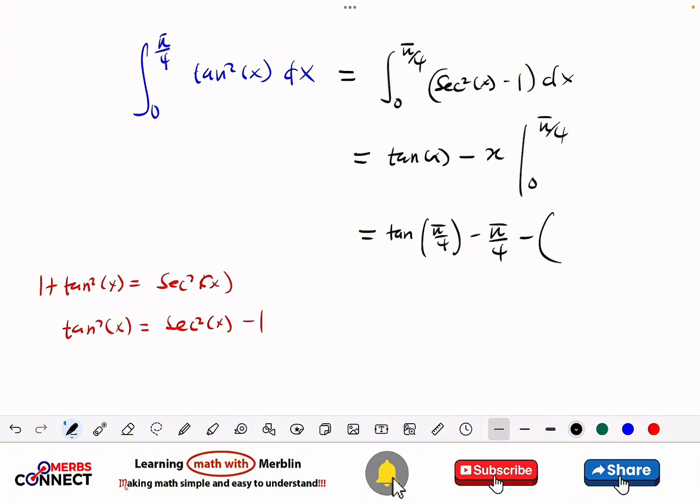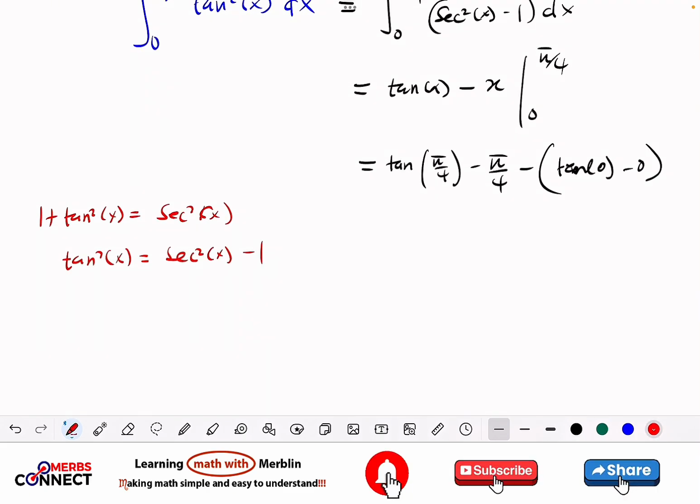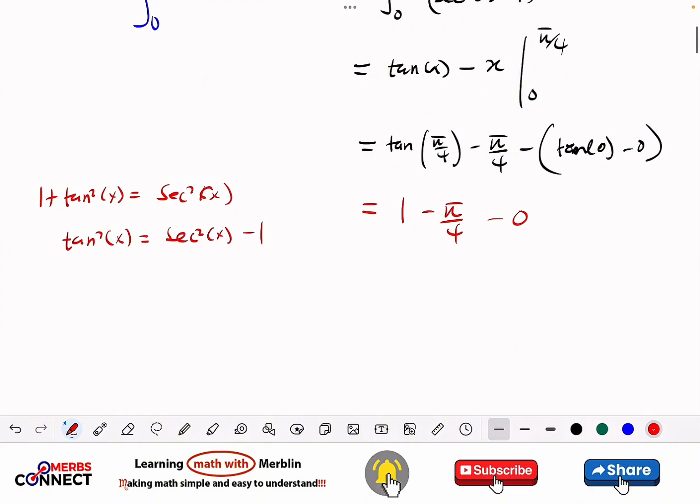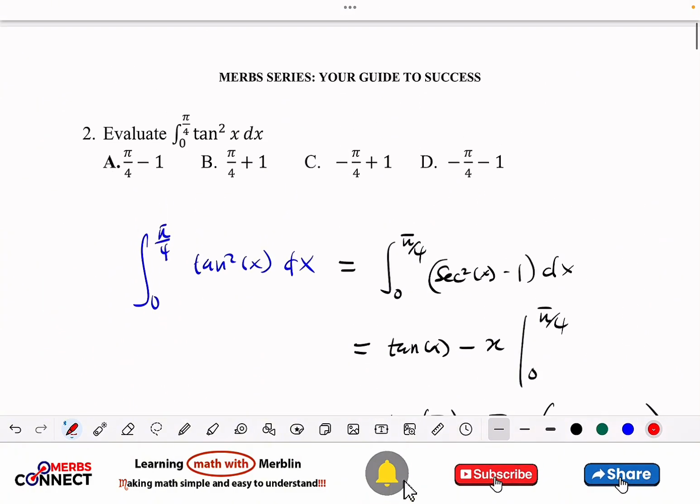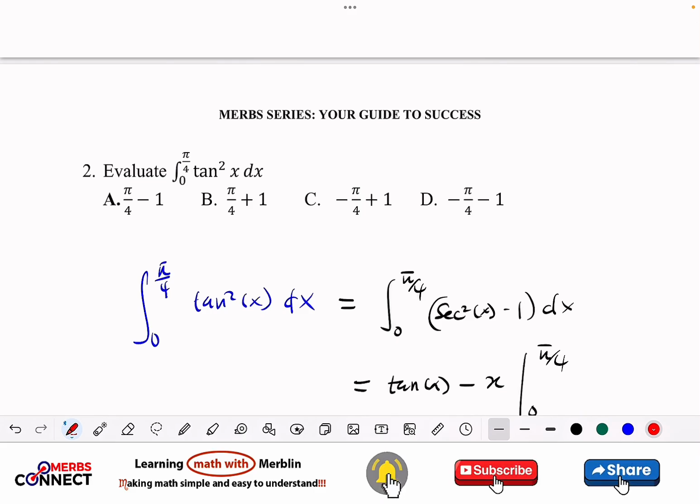Minus, when you plug in 0, tan of 0 minus 0. So what are we going to get here? What is tan of pi on 4? That is 1 minus pi on 4. And tan of 0 is 0, so everything there goes to 0. And this is going to give us minus pi on 4 plus 1. So let's see if we have minus pi on 4 plus 1 here. Yes, we have it there.